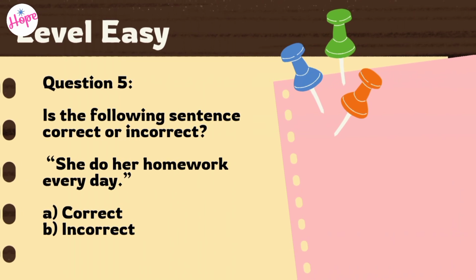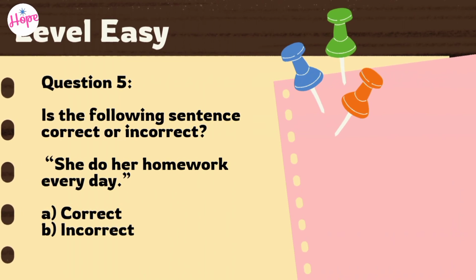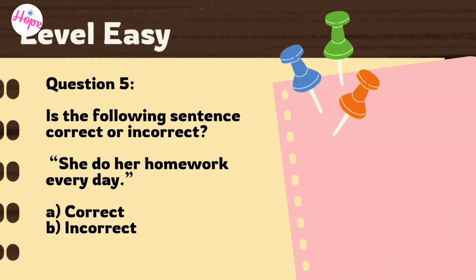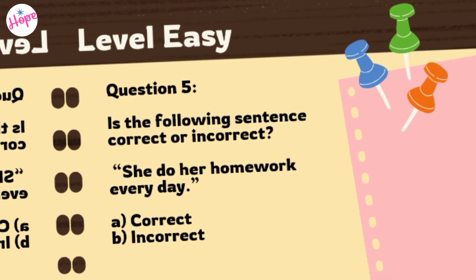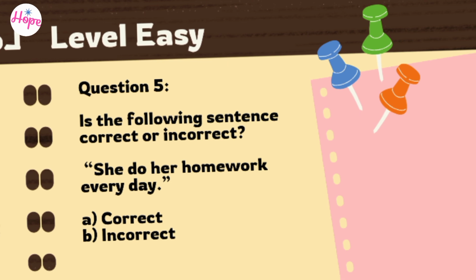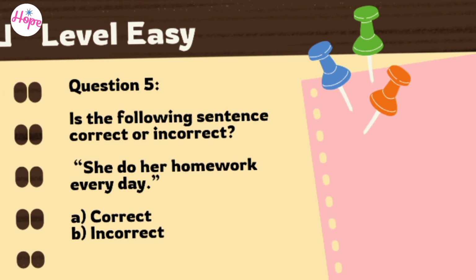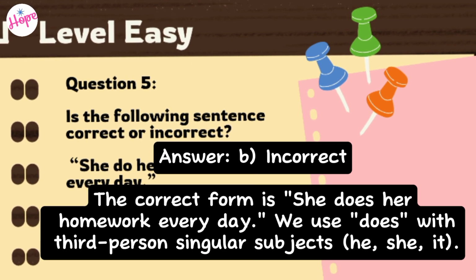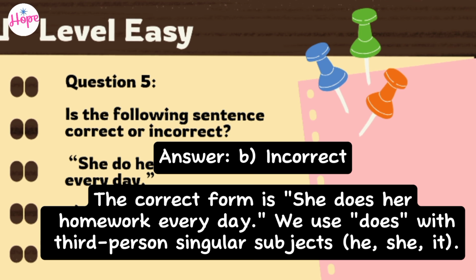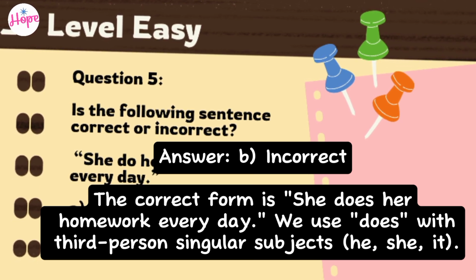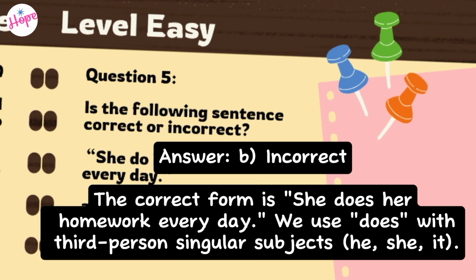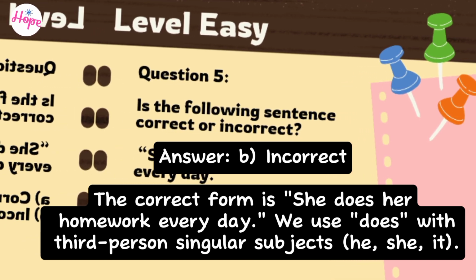Question 5. Is the following sentence correct or incorrect? She do her homework every day. Answer B. Incorrect. The correct form is she does her homework every day. We use does with third-person singular subjects: he, she, it.